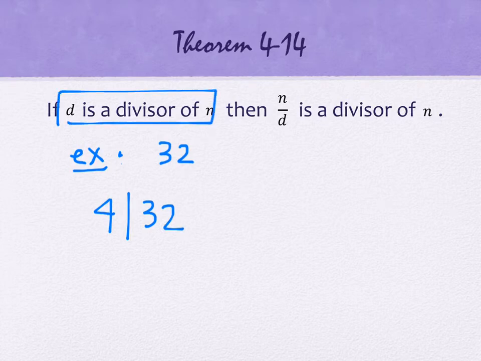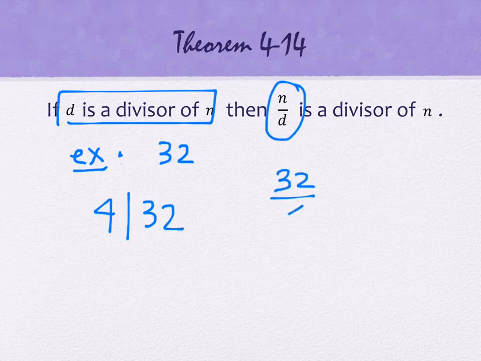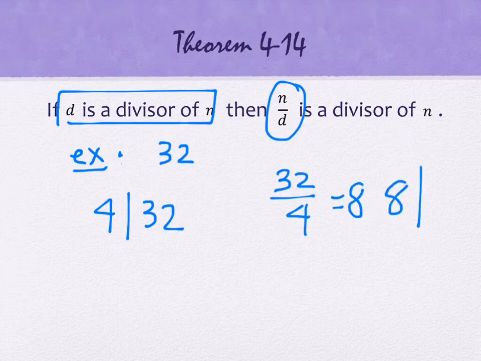That's this first part. We've got a number that divides 32. According to this, then the number 32 divided by 4, which is what? 8. That gives me 8. Then 8 would also divide 32. Does 8 divide 32? Yes, it does. The net result of this theorem, what this theorem is actually saying, is that your divisors occur in pairs.